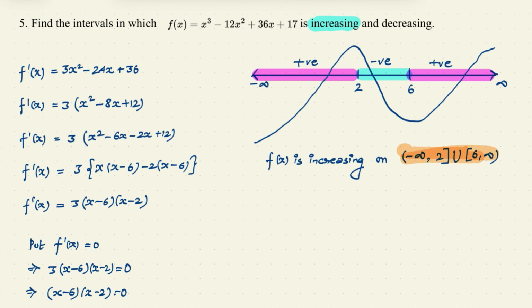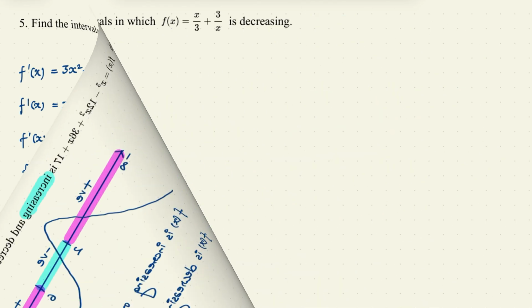Hence, on this interval the function is increasing, and this function is decreasing on 2 to 6. Here we are closing the interval because they are only saying increasing and decreasing. If they had said strictly increasing and strictly decreasing, then this answer would be in open brackets. So, we could not include 2 and 6 that time.